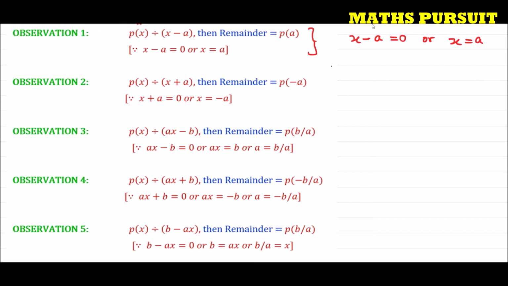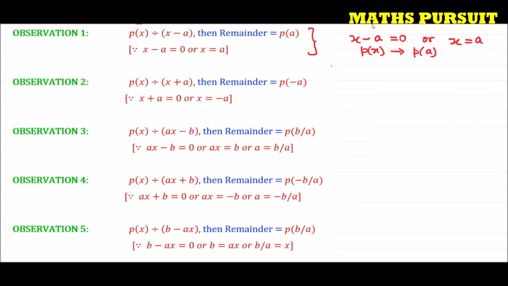Now why did we consider P(x) at x is equal to a? By looking at the zero of this divisor. Here we got the zero of the divisor, x minus a is equal to 0, or x is equal to a. Then only we replace the value of the polynomial P(x) with P(a). For that reason we replaced the value of P(x) with P(a), and then we proved our theorem. So this is observation number 1.